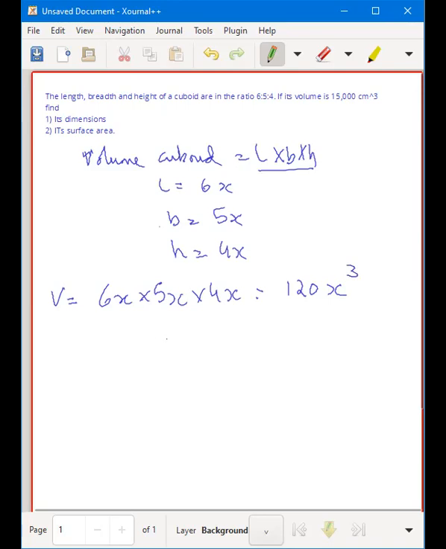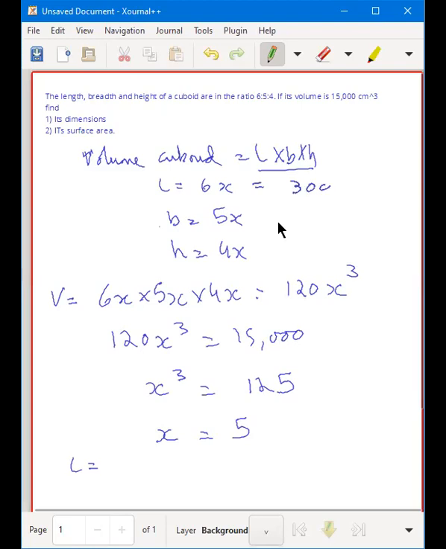We are given that 120x cubed is 15,000. So what is the value of x cubed? 125. 15,000 divided by 120 makes 125. So what is the value of x? 5. So what are the dimensions? Length will become 6 into 5, which will be 30 centimeters. Remember to write down the units, 25 centimeters and 20 centimeters.